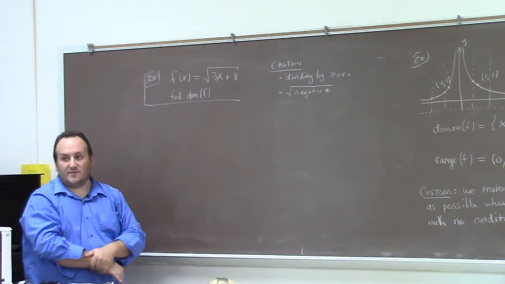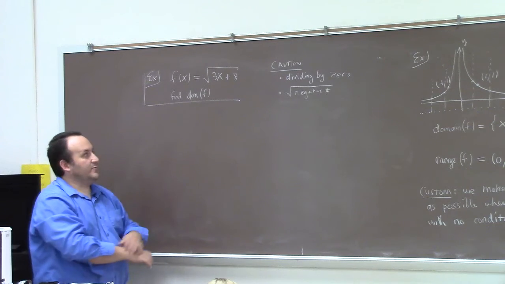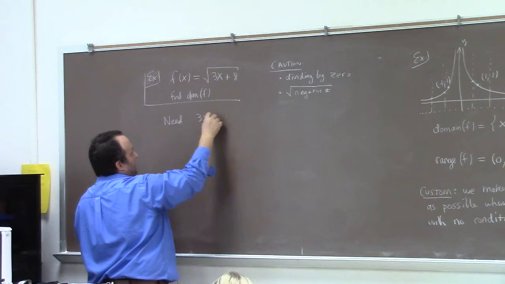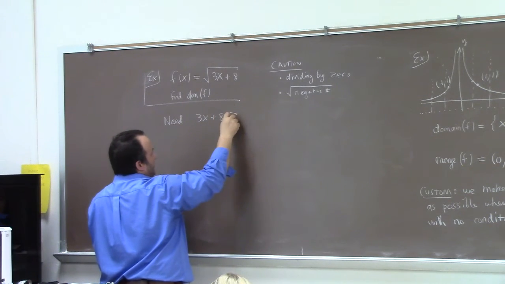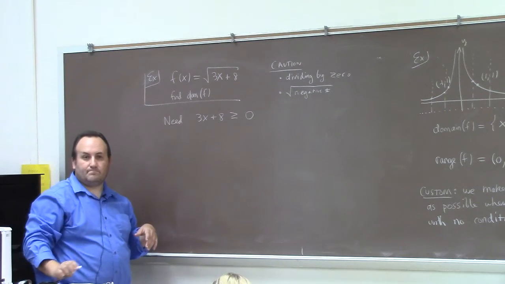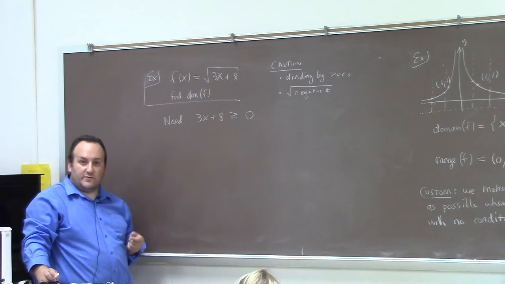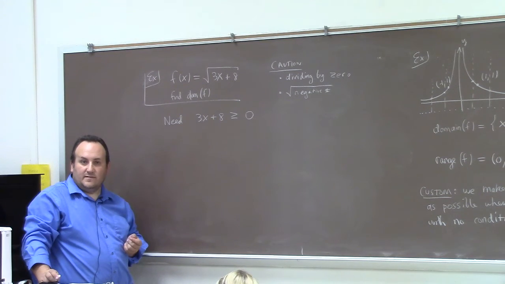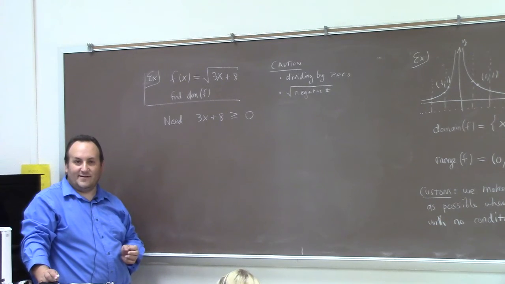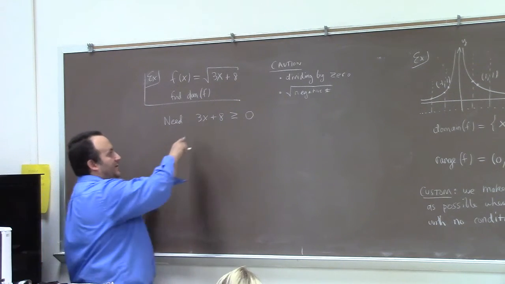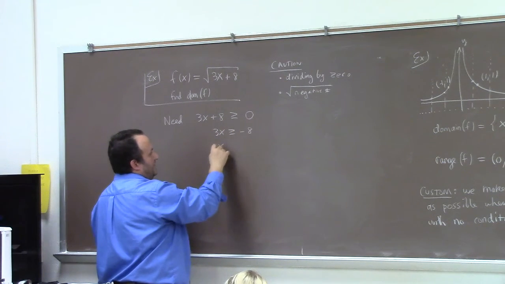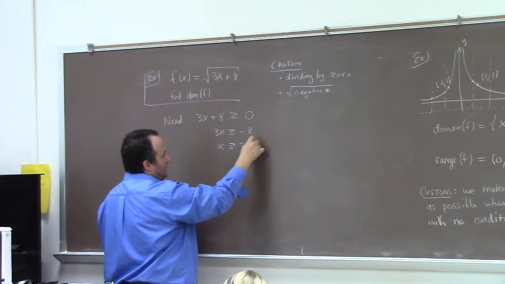No division here, so we just need that 3x plus 8 is greater than or equal to 0. The square root of 0 is fine. That's just 0. So we need the input to the square root to be non-negative. Good news, we already know how to solve that. That's what we did last week. So you get 3x greater than or equal to minus 8, so x is greater than or equal to minus 8/3.